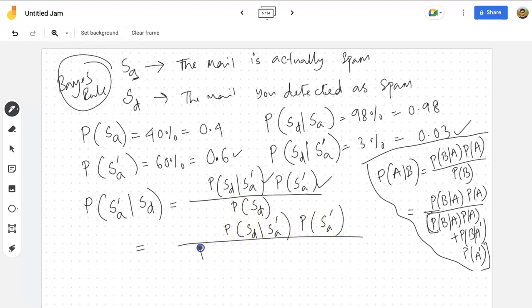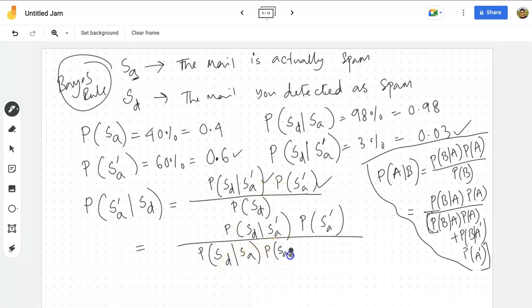So it is basically you predicted it as spam, and it is actually spam. There are only two possibilities for calculating this probability. So, the total number: the probability that you detected a mail as spam. What are the different possibilities? The first possibility is that it is actually spam and you detected it as spam.